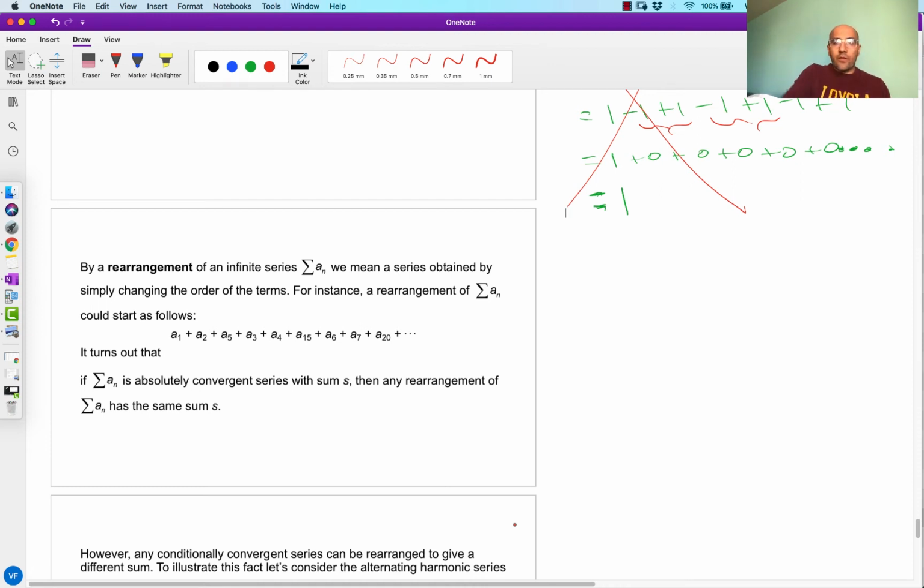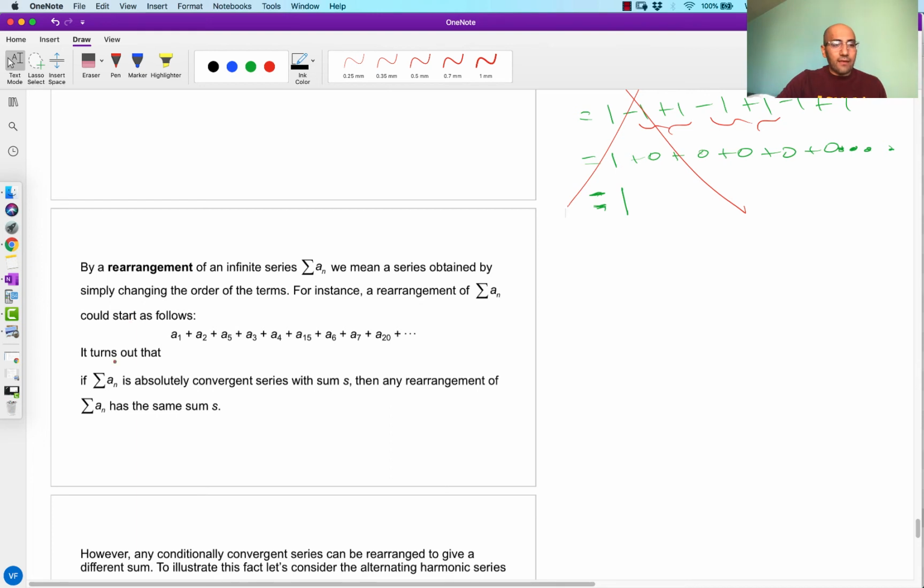For instance, a rearrangement of a sub n might be a sub 1, a sub 2, and then notice that we skip. Normally we put a sub 3, then a sub 4, but we're just moving around the order, putting a sub 5 next, then a sub 3, then a sub 4, and then instead of doing a sub 6, we jump over to a sub 15, right? So we're just moving the order around, but we're eventually going to have them all.